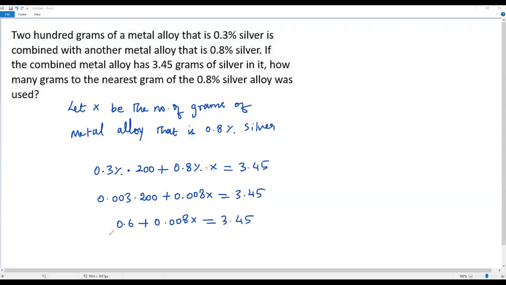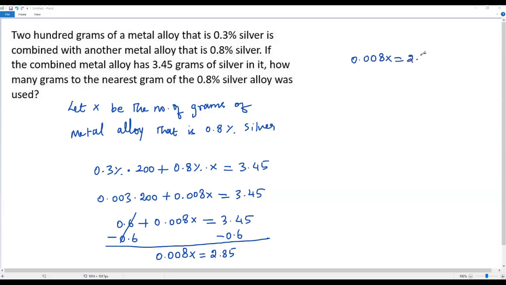Now we have to solve for x. For that, we have to isolate x. First, let me get rid of this 0.6. For that, I subtract 0.6 from both sides. When I do so, the positive 0.6 and negative 0.6 cancel out. On the left side, I get 0.008x equals, and when I subtract 0.6 from 3.45, I get 2.85. Now let me write the equation over here: 0.008x equals 2.85.